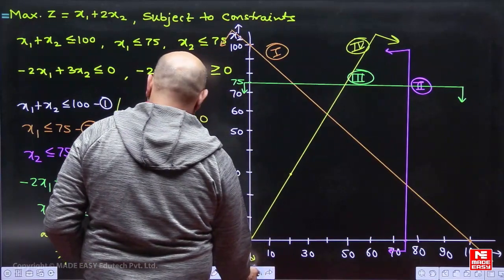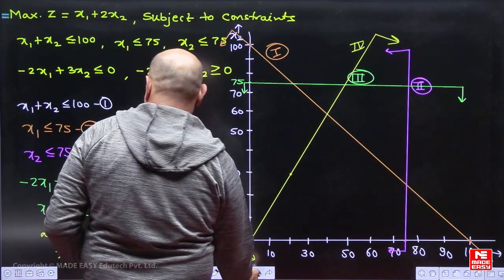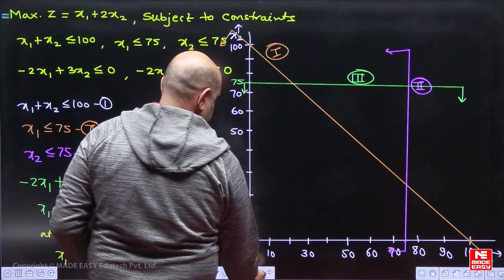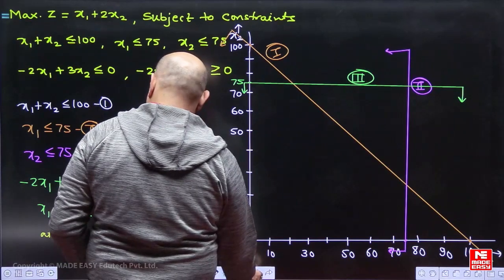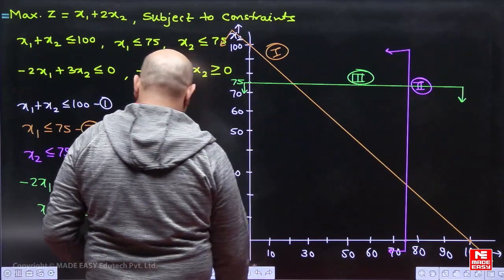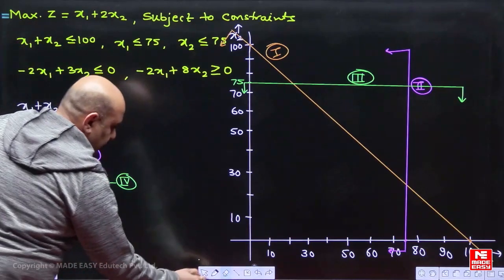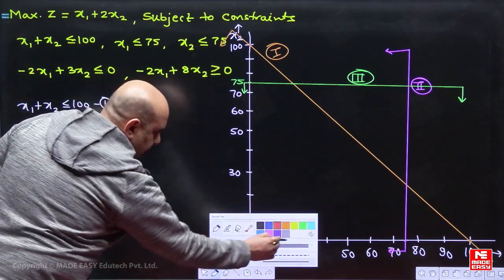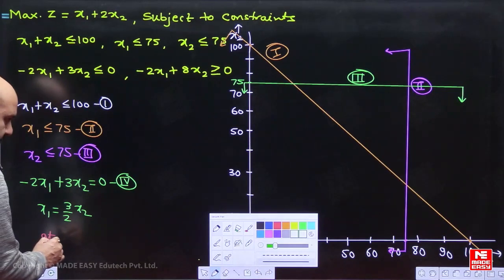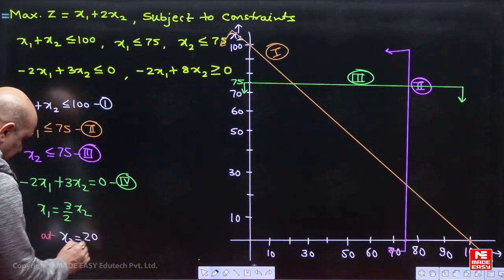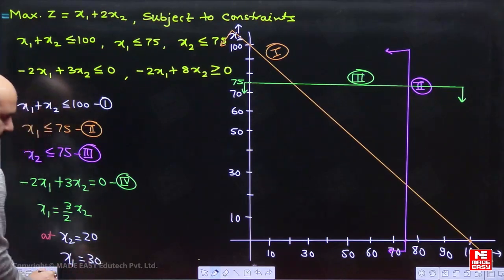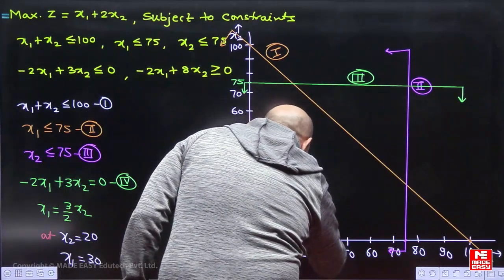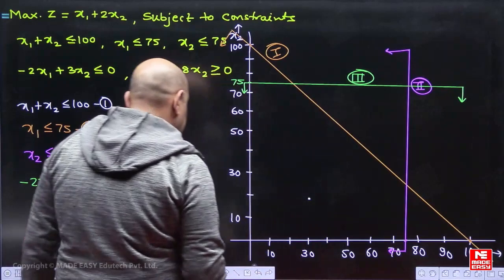गलती से... ये देखिए, when at x2 equals 20, तो x1 equals 30. ध्यान रखिए 20 इधर का लेना है, तो ये 30. तो this point will be somewhere here, यहाँ पे आएगा.